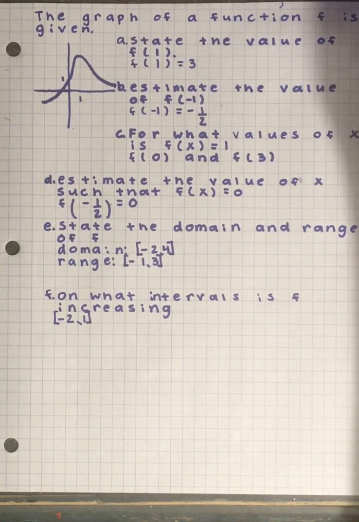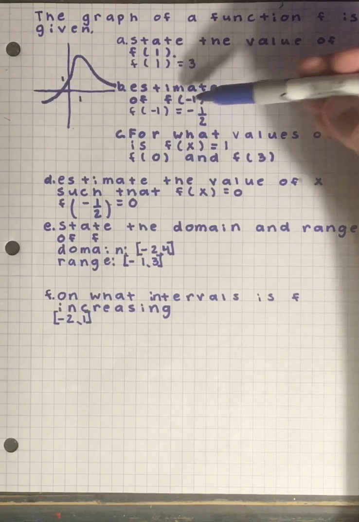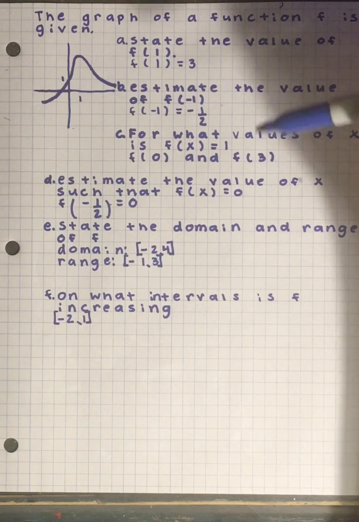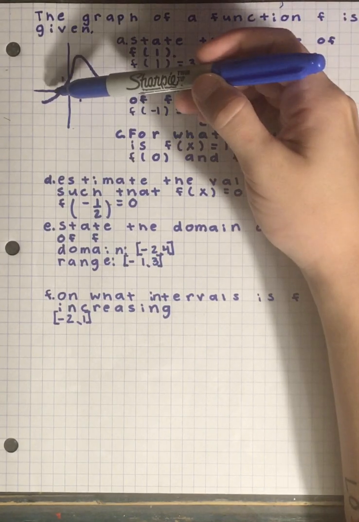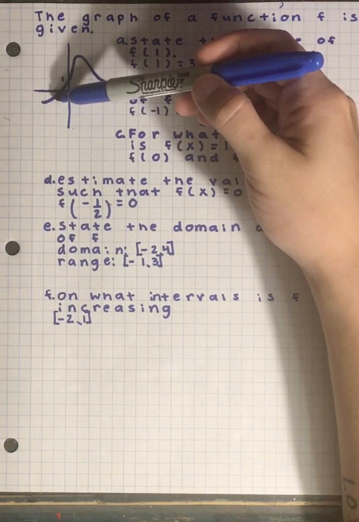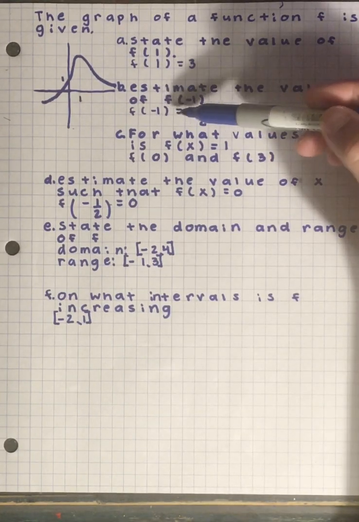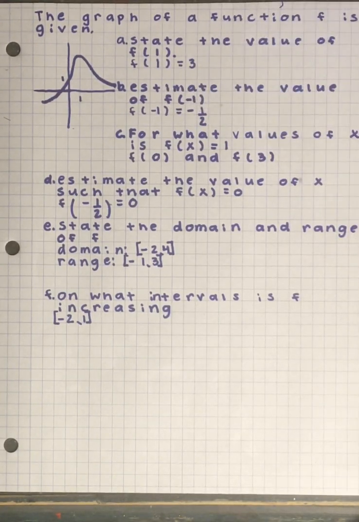Now for part B, it's saying estimate the value of f of negative 1. We're doing the same thing, except we're estimating. So f of negative 1 is right here. We can see that the y value is about negative 1/2. Not quite, but it's there. So that would be our answer: f of negative 1 is equal to negative 1/2.